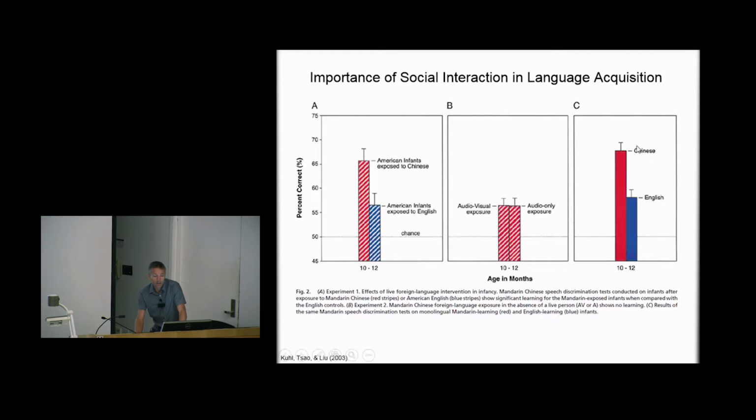And finally, these American infants that were exposed to Chinese are as good as the Chinese infants of similar age. So that's a remarkable finding, and it suggests that you shouldn't just plop your kid in front of a TV screen. Interaction is key, right? They pay very close attention to who is doing the talking and in what context they're talking.